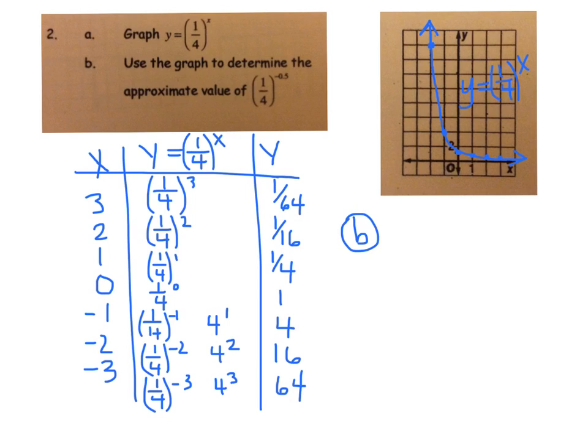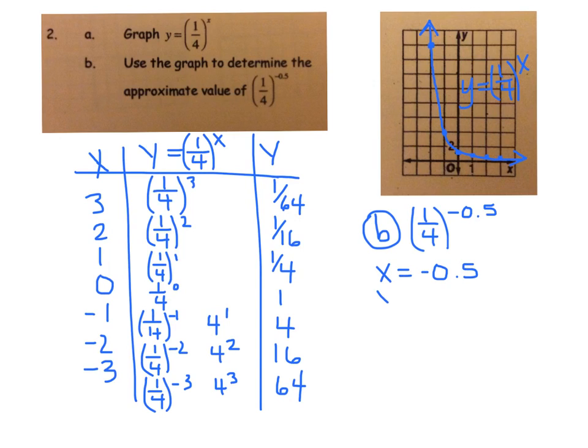And B says, use the graph to determine the approximate value of 1/4 to the negative 0.5. So that's saying when x is equal to negative 0.5, find y. So I look at my graph at negative 0.5, which is about right here, and I see where that graph crosses the y-axis, or the y coordinate, and it crosses at about 2. So my y is approximately 2.